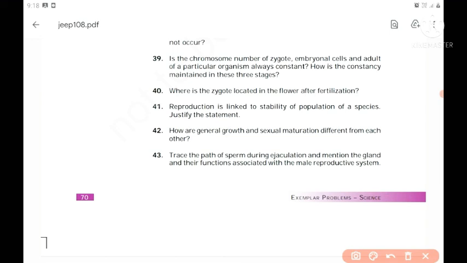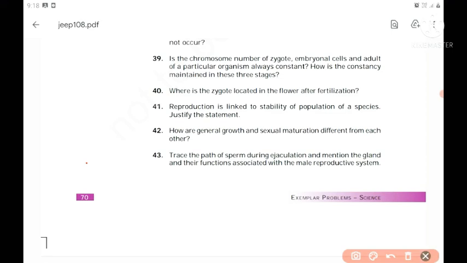Clear. So I'll repeat the path. First thing, testis, next is epididymis, next vas deferens, to prostate, next to urethra. Now testis is nothing but secretion of testosterone. Prostate gland makes the medium alkaline. Seminal vesicle adds the fluid. And next the Cowper's gland, that is urethral lubrication and neutralizes the acidic traces of urine.